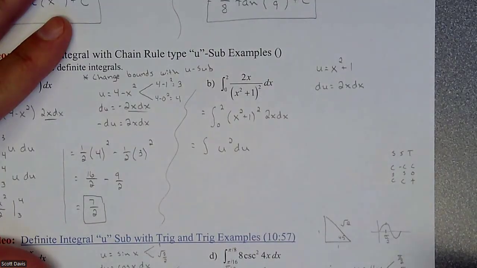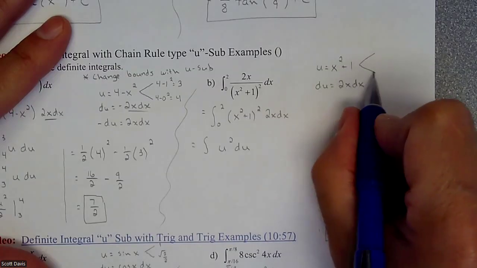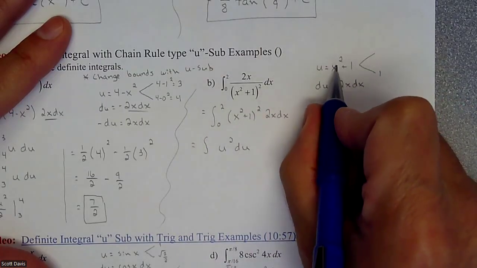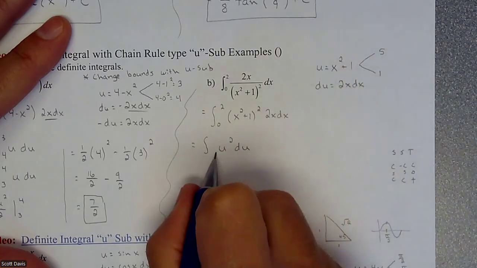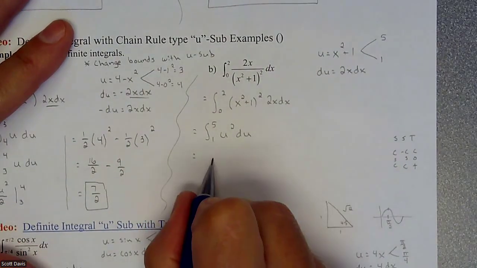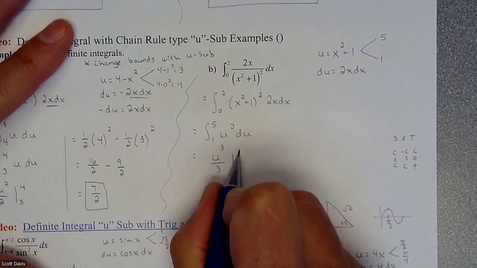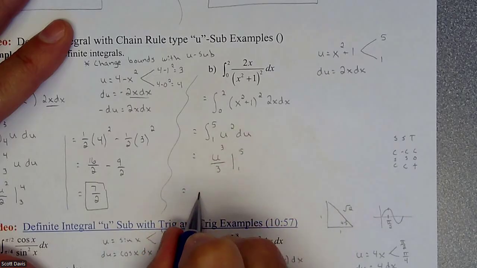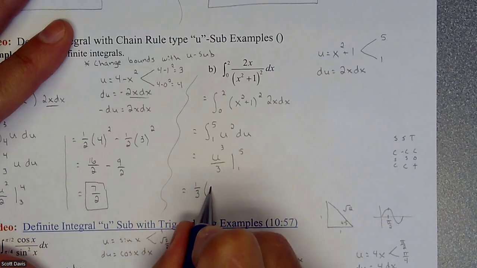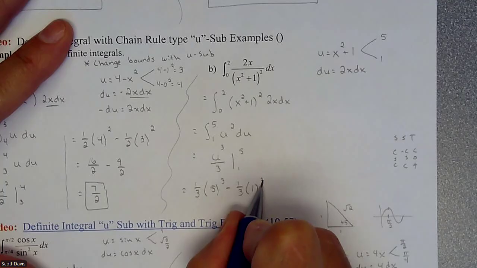And since I'm in terms of u, I might as well keep going. I just got to figure out what my new bounds are going to be. So if I plug a 0 into this, that's going to turn into 1. If I plug a 2 into this, that's 4, 5. So my bounds are going to be 1 to 5 if I leave everything in terms of u. And then I'll add my power, divide by my power. So u cubed divided by 3 from 1 to 5. So that's going to become 1/3 of 5 to the third minus 1/3 of 1 to the third.